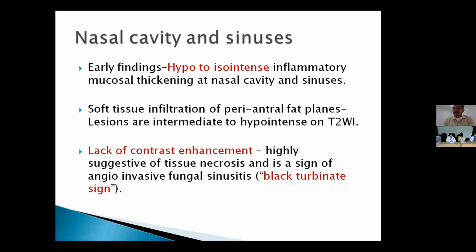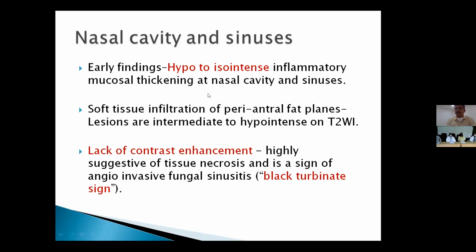Also, we can see ulcerated nasal septum and mucosa, which will show the black turbinate sign. And next is soft tissue infiltration of the periantral fat planes. So anterior and posterior periantral fat planes will show soft tissue infiltration in the form of intermediate to hypo-intensity on T2 weighted images and FLAIR images.